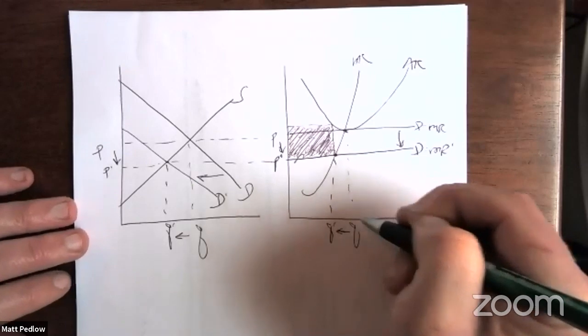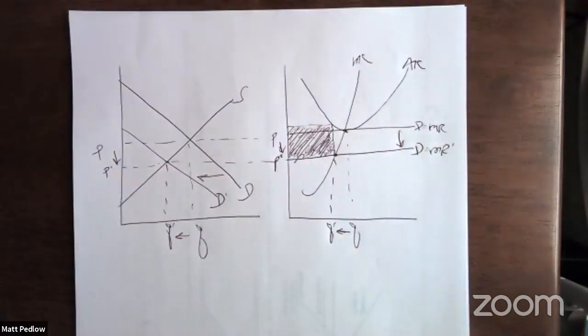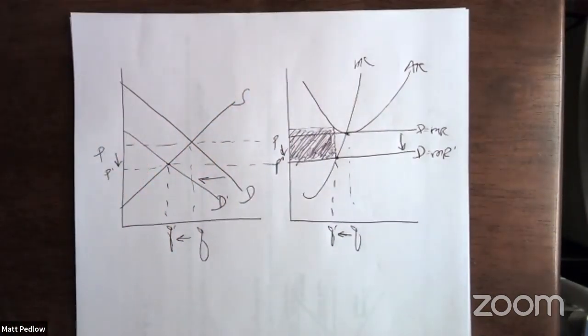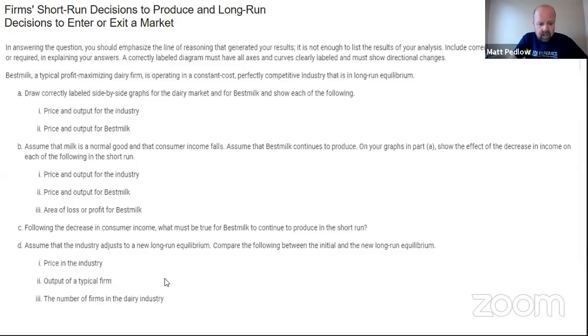And then D3 says the number of firms in the dairy industry. Well, we just said there's going to be exiting from this. Firms are going to exit that marketplace, so there would be fewer firms in the marketplace. Okay, so overall, let's look real quick. So that answers everything down here in D.